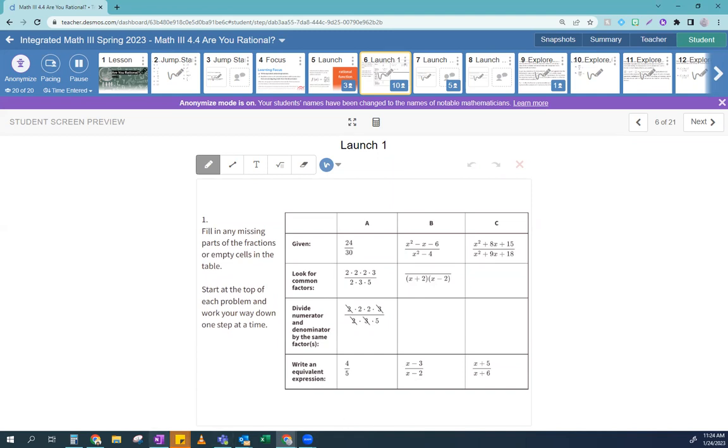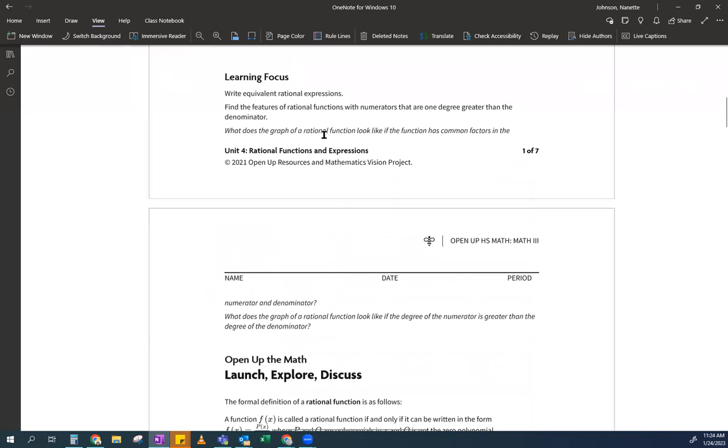I'm going to be writing a lot, so I'm going to go to my notes here. Really quickly, we're going to write equivalent rational expressions. We're going to find the features of rational functions with numerators that are 1 degree greater than the denominator. If you remember from the last lesson, we talked about when the denominator wins and when they were tied, in terms of the degrees of the numerator and denominator. We separated this one out because it has a completely different thought. When the numerator wins by only 1 degree, then something really neat happens, and that's what we're going to observe today.